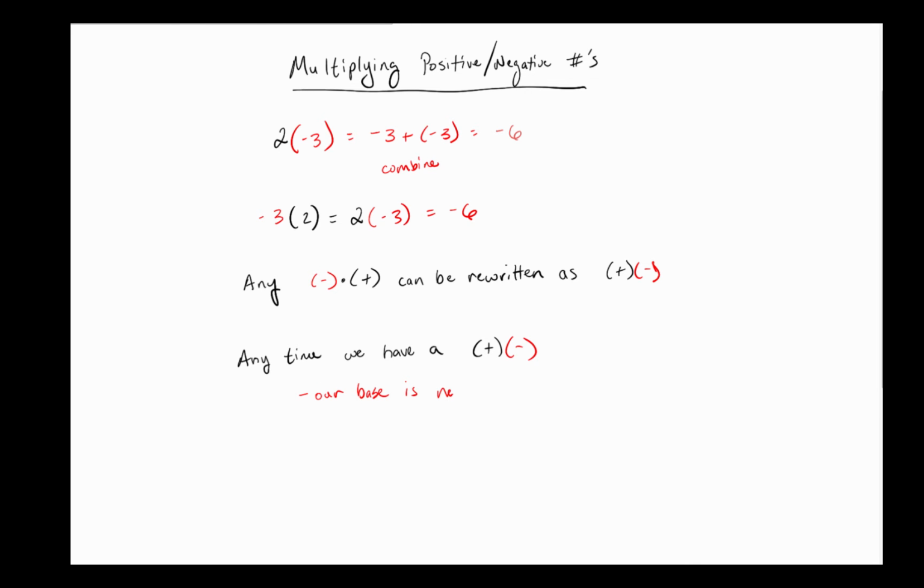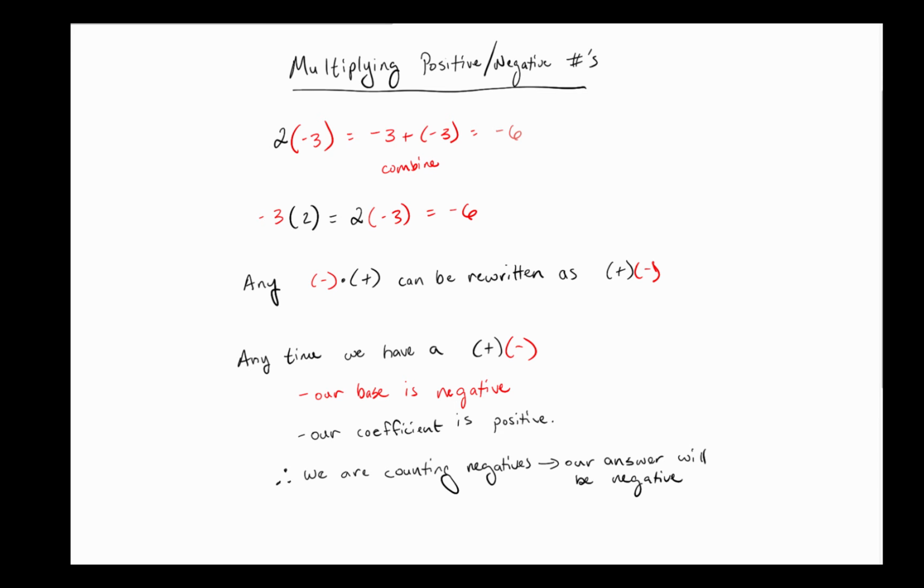And what we see then is that if we have a positive times a negative or a negative times a positive, we have a negative base, a positive coefficient, and so our answer will end up being negative because we're counting up negative groups.